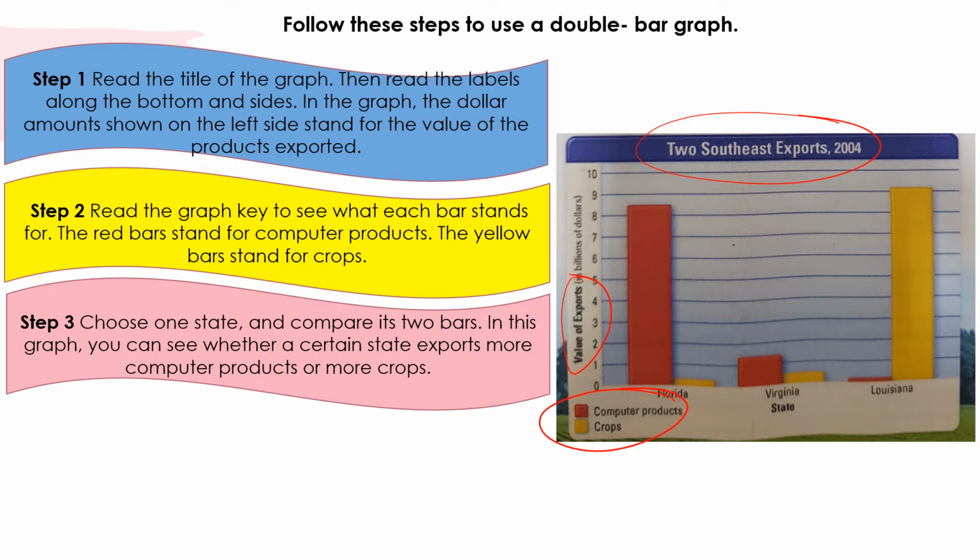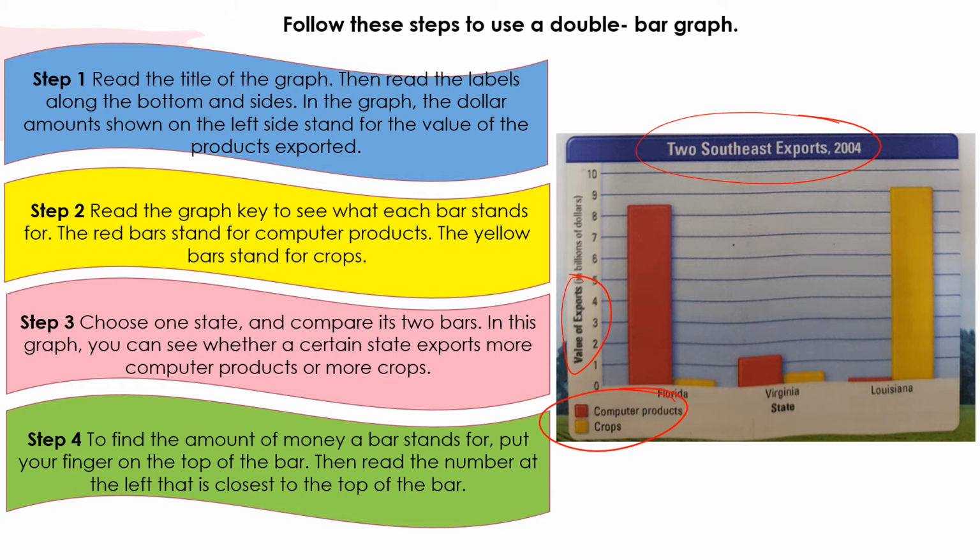What about step 3 to follow? Choose one state and compare its two bars. In this graph, you can see whether a certain state exports more computer products or more crops. So let's take the state of Florida.